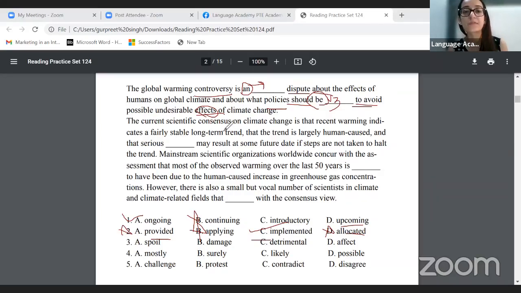The current scientific consensus on climate change is that recent warming indicates, present tense of verb is being used.